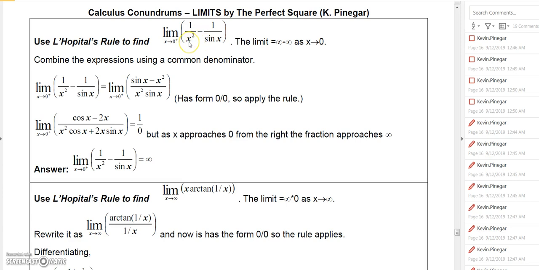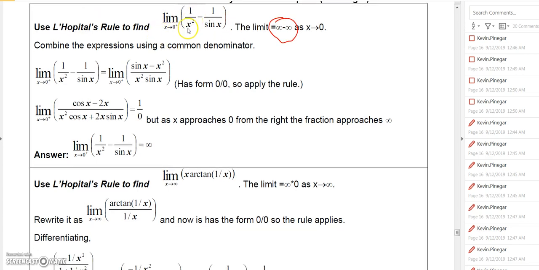Like for instance, this one, 1 over x squared as x approaches 0 from the right is actually infinity, and 1 over sine x as x approaches 0 from the right is also infinity. So if you tried to evaluate this limit, you would get infinity minus infinity, and infinity minus infinity is another indeterminate form.